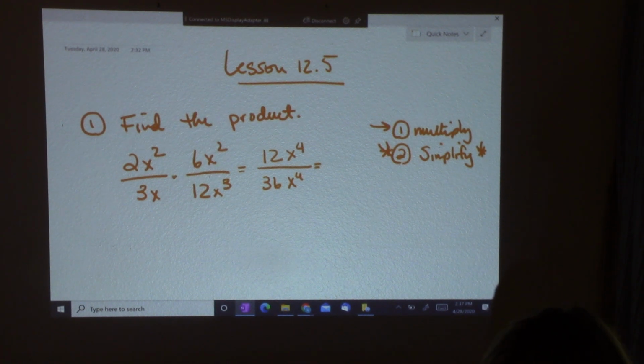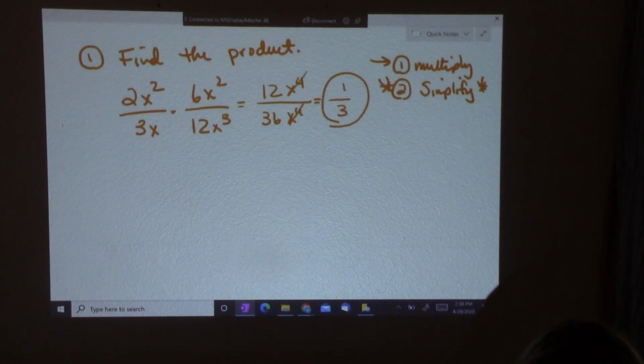Okay, so we did step one, very important, essential, want to do it correctly, but now we're going to reduce. 12 divided by 36 is actually 1/3. That reduces, and the x to the fourth, those just cancel. So guess what? Our answer is just 1/3. All of that just goes away. All right, let's do another one.